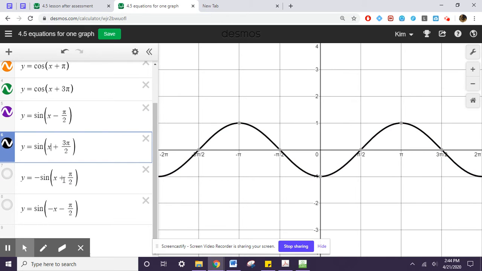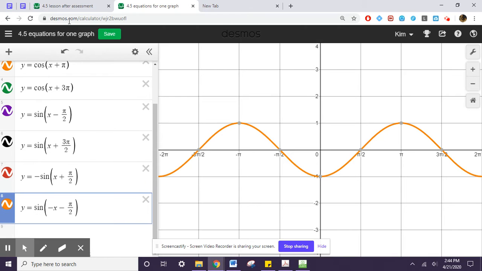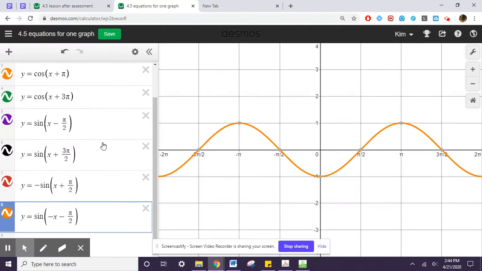Or you could take sine and move it pi over 2 to the left and flip it over the x-axis. You're going to get the same graph. And this one as well. You could take sine, move it pi over 2 to the right, and then reflect over the y-axis, and you get the same graph. These are not the only correct answers. The list of answers goes on and on forever.